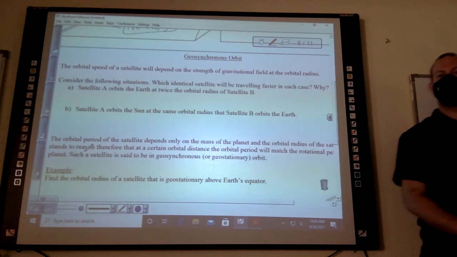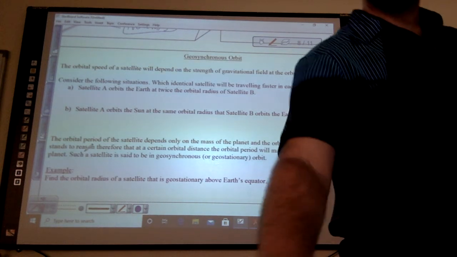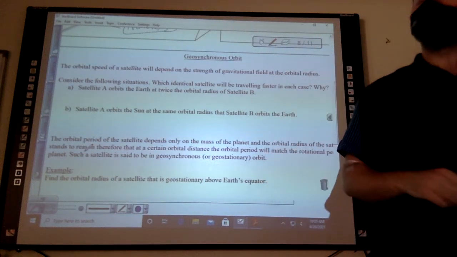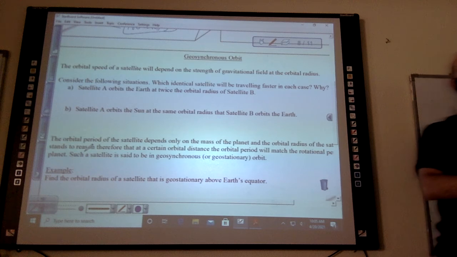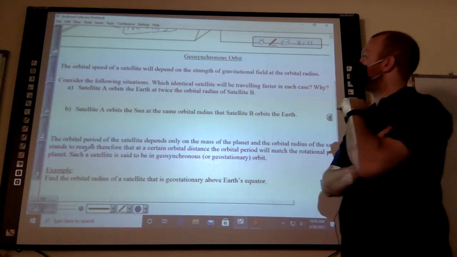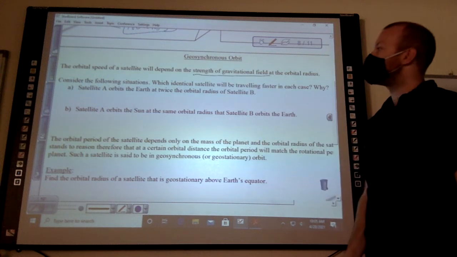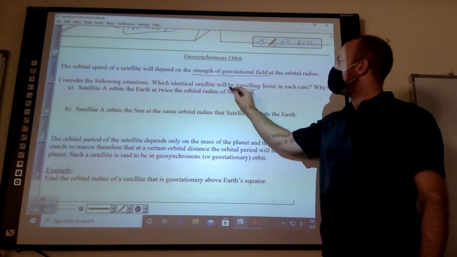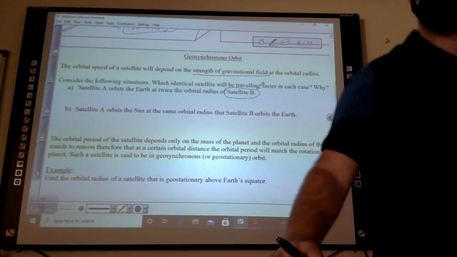So let's think about this. One of them is at twice the orbital radius. So which one's going to move faster? The one closer. Why? Because g is bigger. So it depends on the strength of your gravitational field. Whichever one has the bigger gravitational field is going to move faster, because you have a bigger acceleration.